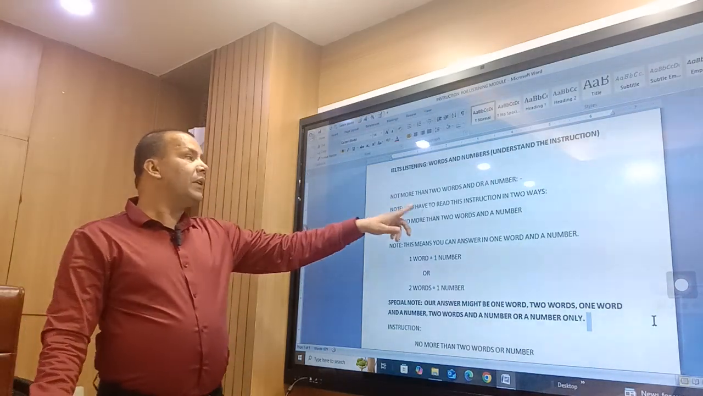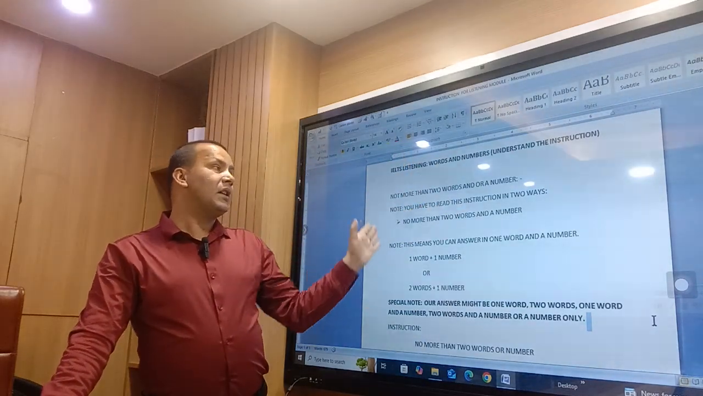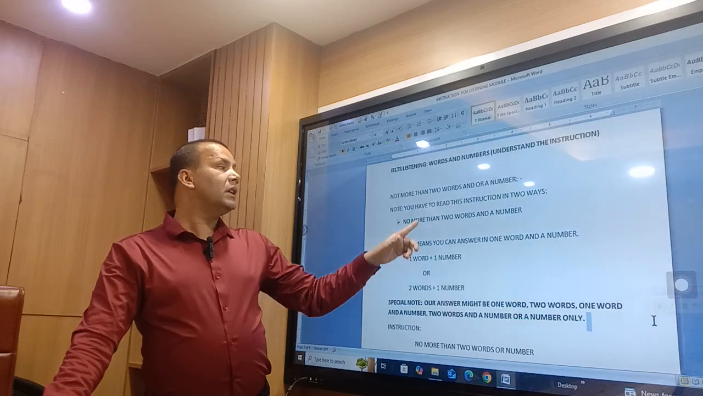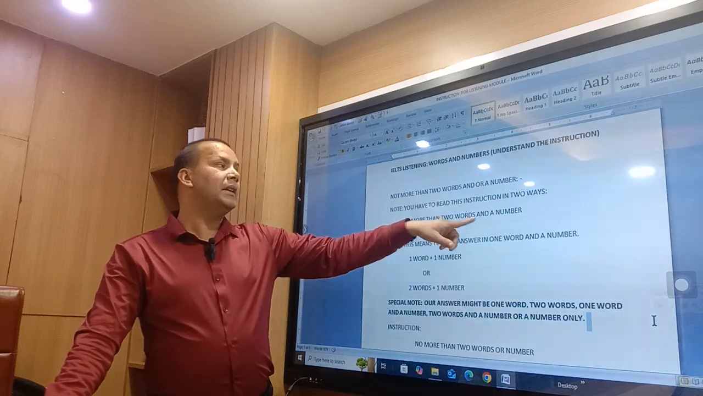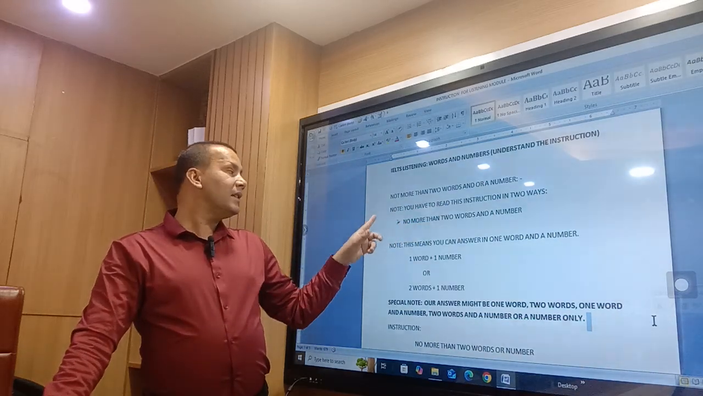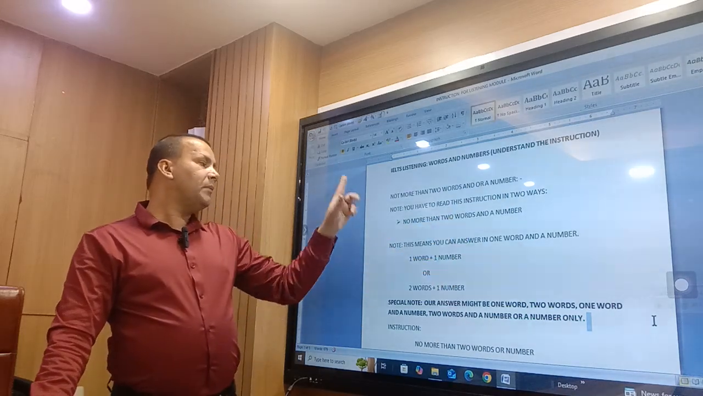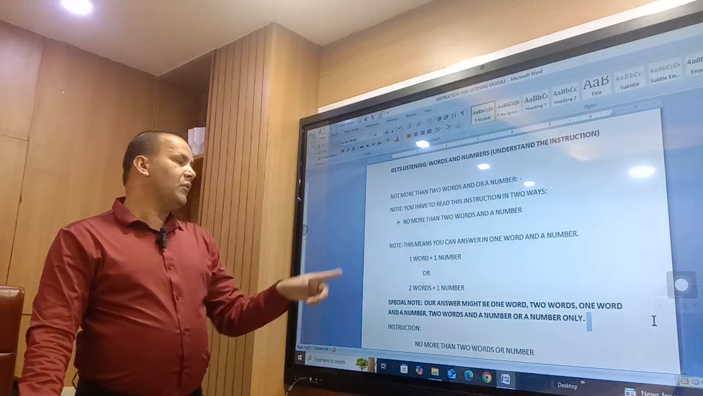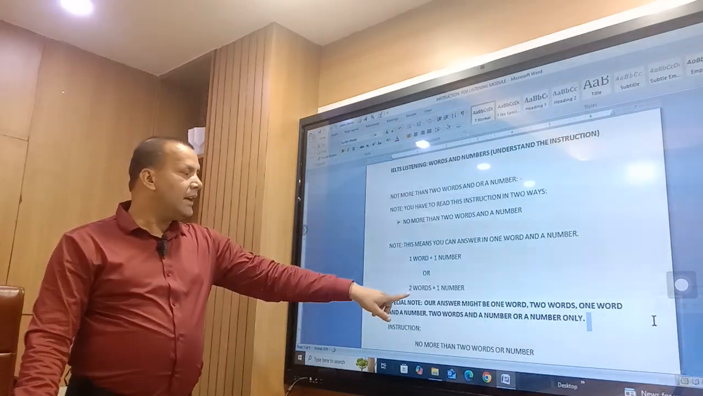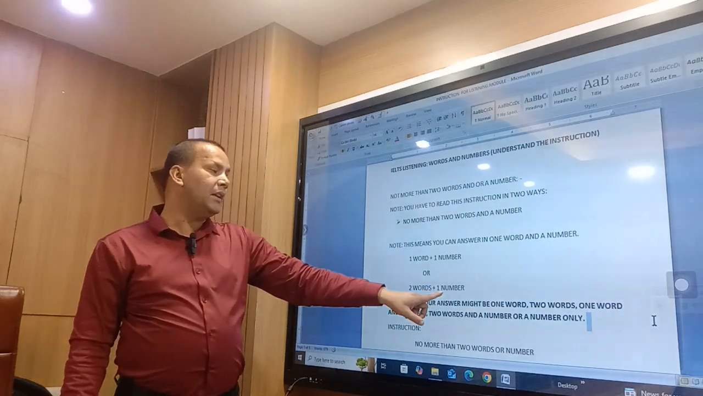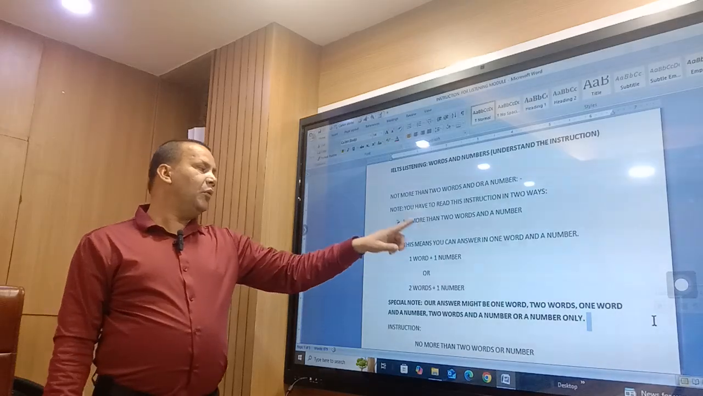You have to read this instruction in 2 ways. Let me explain this instruction in 2 ways. Not more than 2 words and a number: you can write 2 words and you can write 1 number. Next, this means you can write 1 word and a number, 1 word plus 1 number, or 2 words plus 1 number. Here, not more than 2 words: you can write 2 words plus 1 number. Here, you can write 1 word and 1 number.